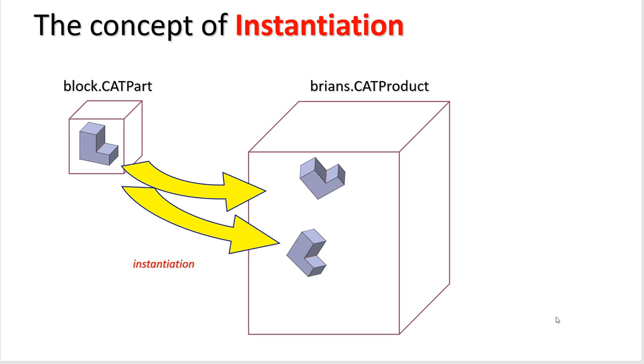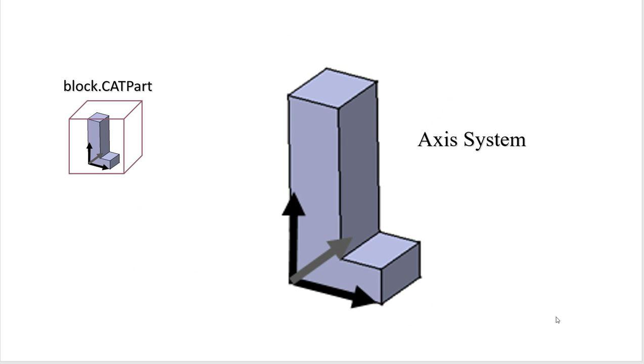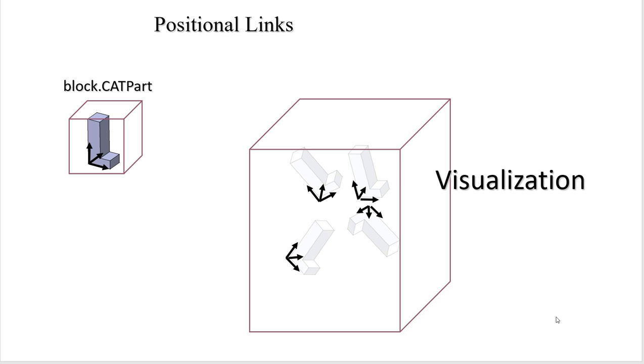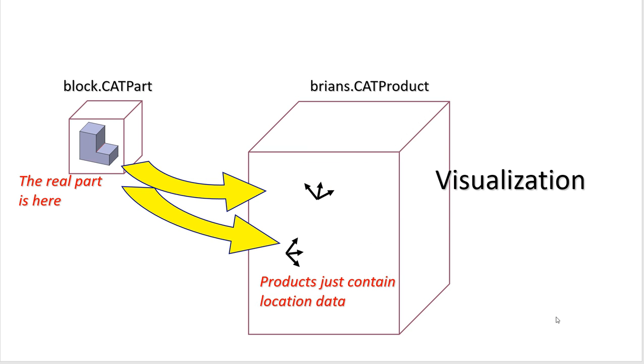The cat part is the actual CAD geometry for the part. The cat product simply has a visualization of the part. Think of a part as having an axis system. And the assembly doesn't contain the parts, it actually just contains places where those axis systems are supposed to be and then visualizes the parts at those locations. So the part contains the actual CAD geometry. The product contains visualizations or the location data for the parts.